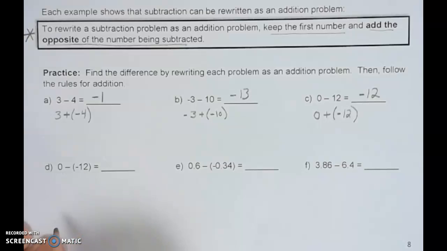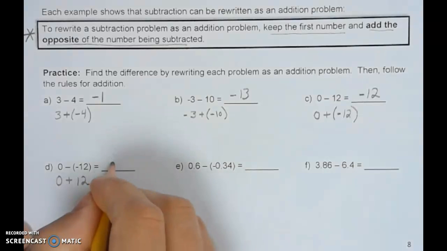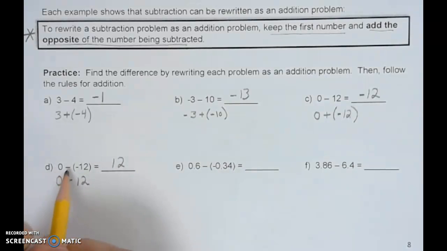0 minus negative 12. Well, again, keep the first number 0. Add the opposite of the second number. The second number is negative 12. Its opposite is positive 12. 0 plus 12 is 12. So 0 minus negative 12 is also 12.